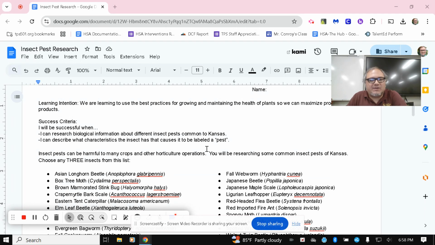So again, we're trying to look at some organisms that we could find in our own garden that could be harmful to our plants, and just try to figure out a way to get rid of them. Insect pests can be harmful to many crops and other horticulture operations. You'll be researching some common insect pests of Kansas. Choose any 3 insects from this list.